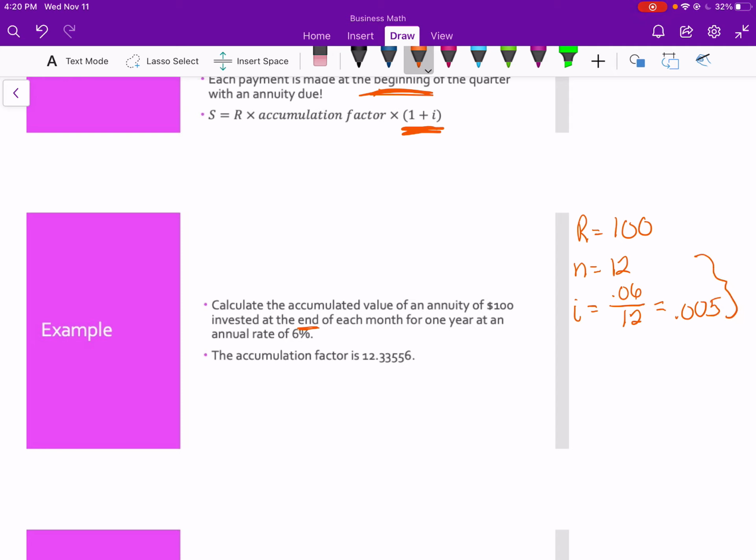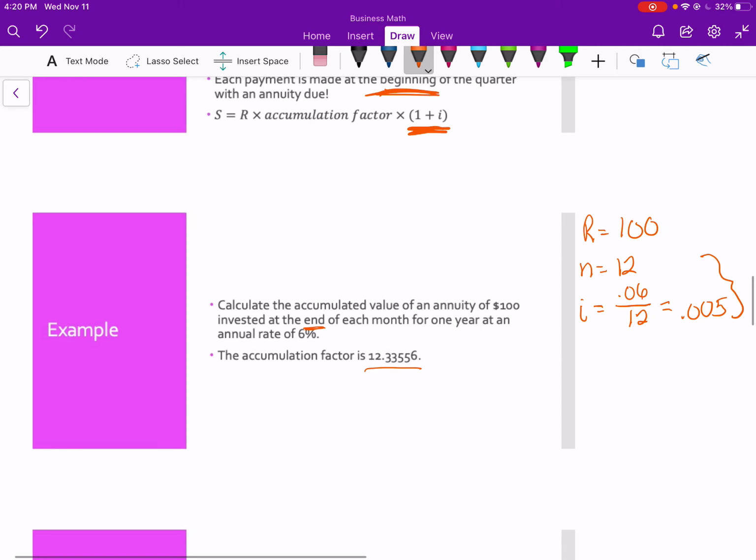These two numbers, if you look on your chart, give you your accumulation factor. So our accumulated value S is equal to 100 times that 12.33556, which gives us an accumulated value of $1,233.56.